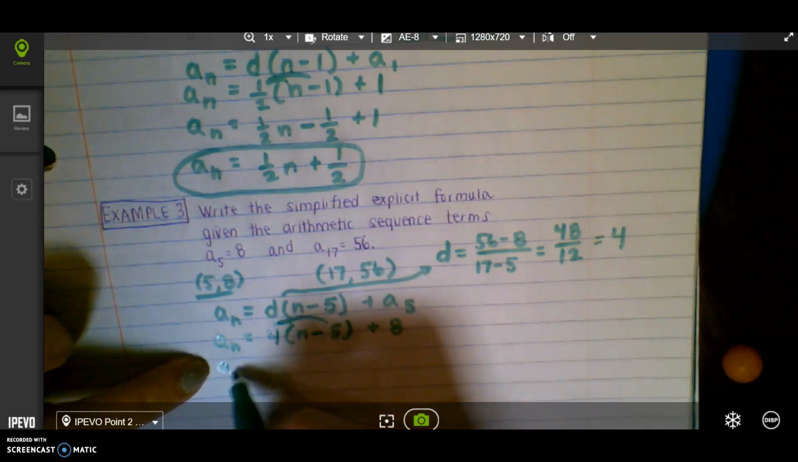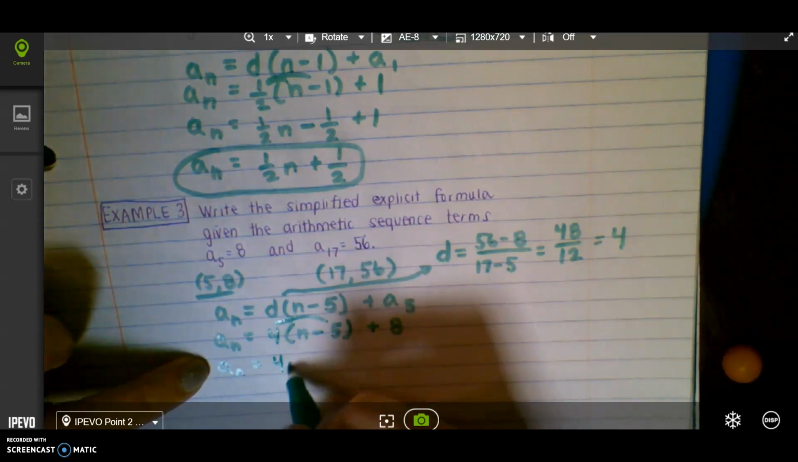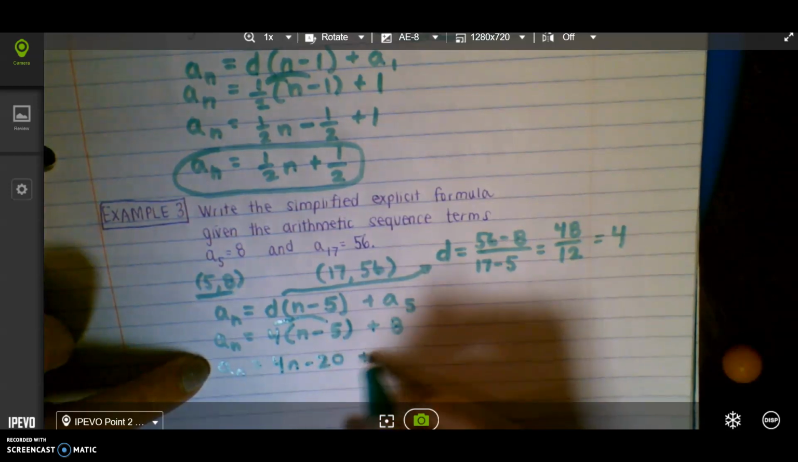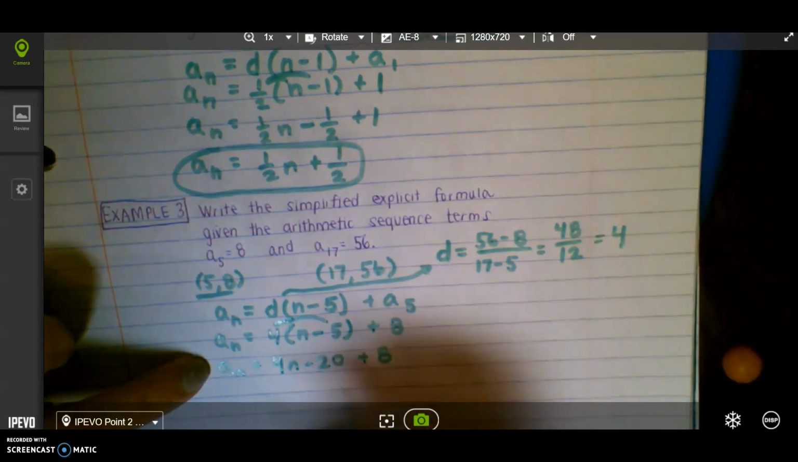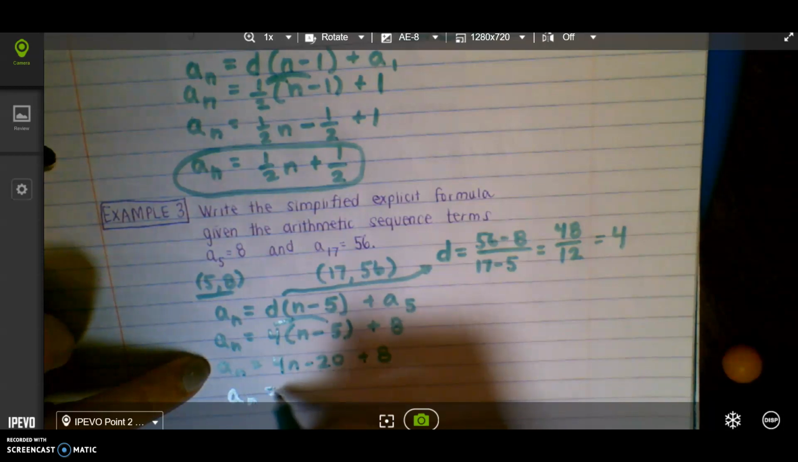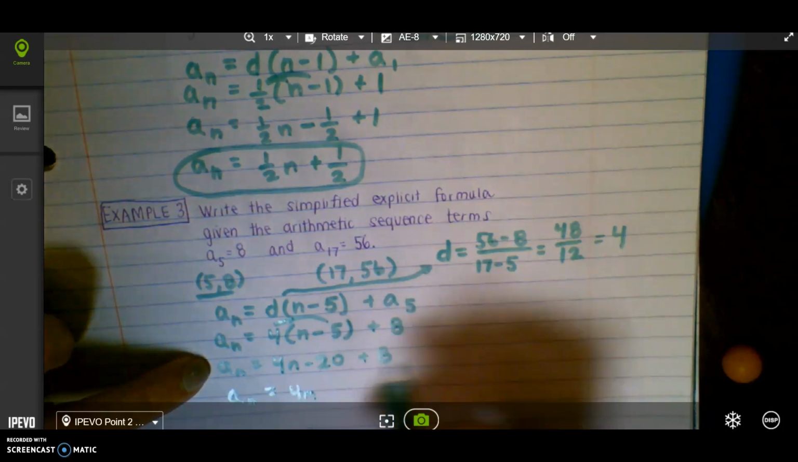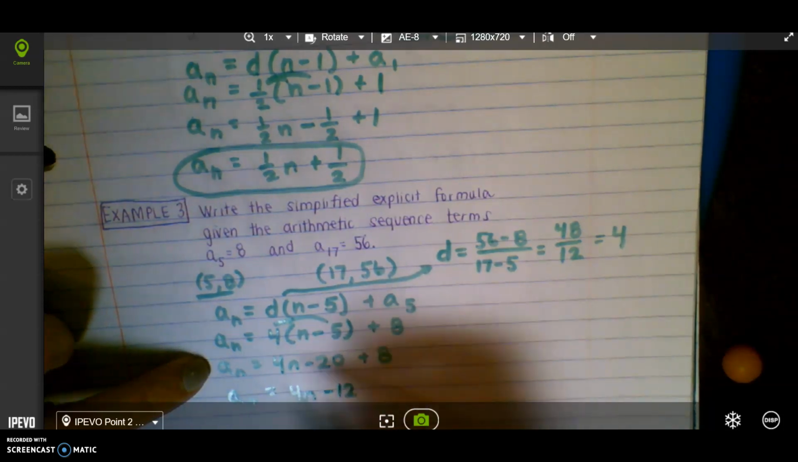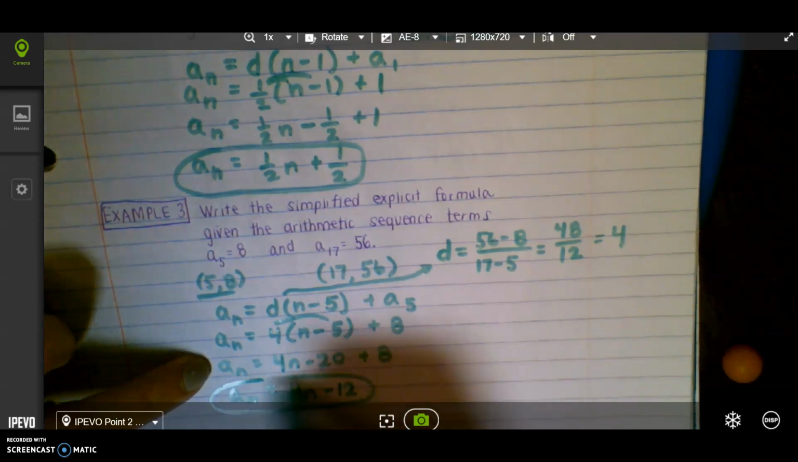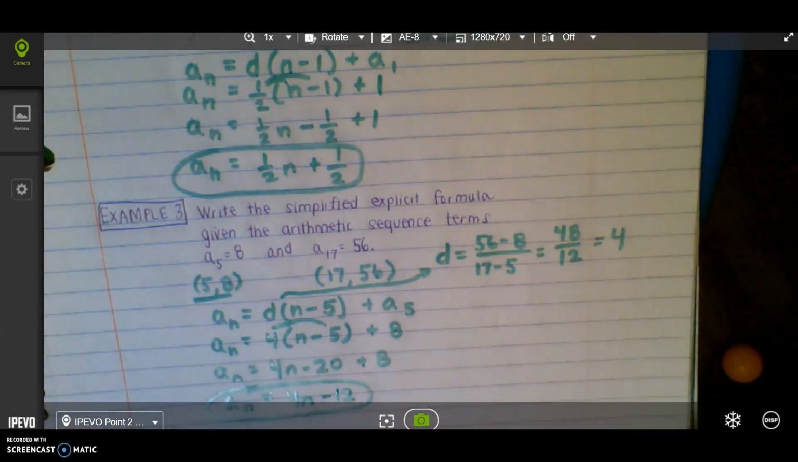Distribute the 4, and I get a sub n equals 4n minus 20, plus 8. Combine like terms. And my simplified explicit formula is a sub n equals 4n minus 12. So that's how you write arithmetic explicit formulas.